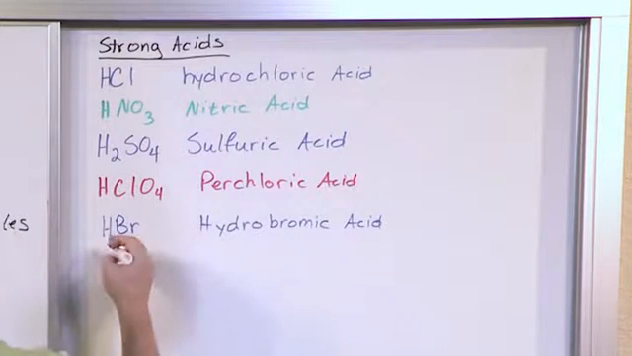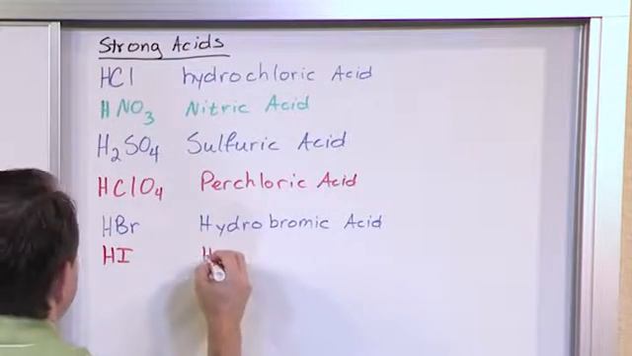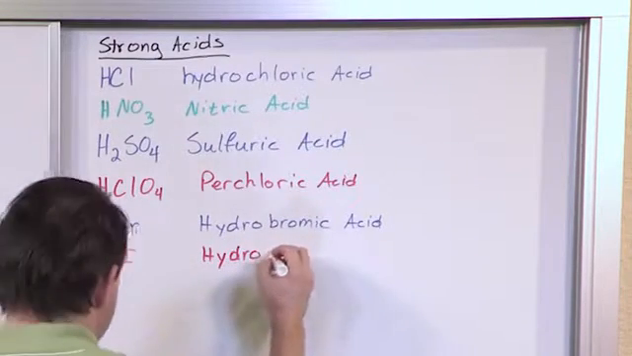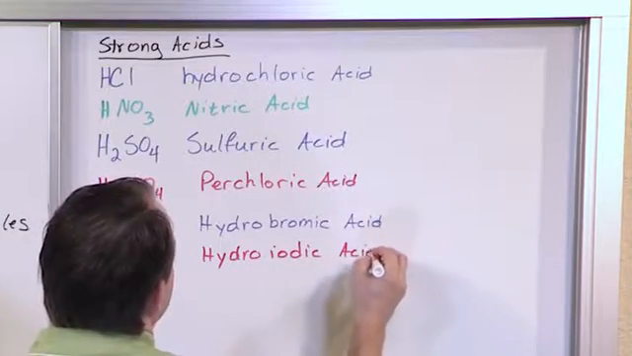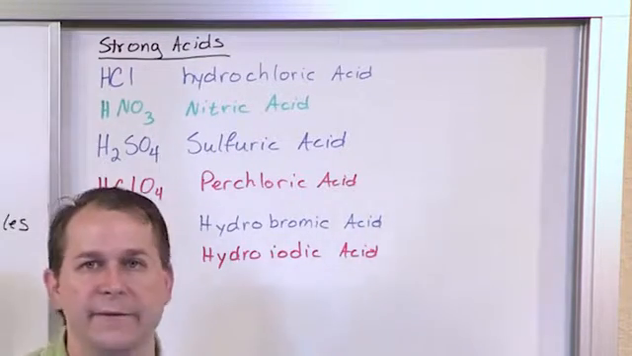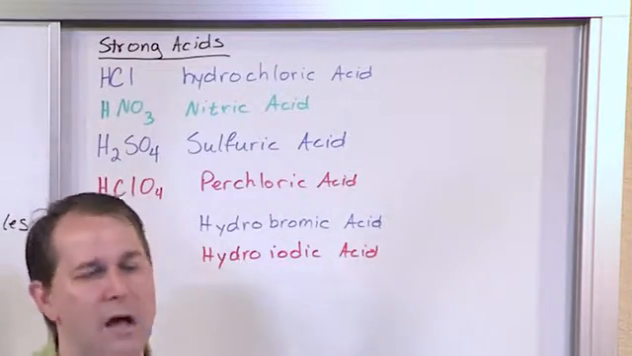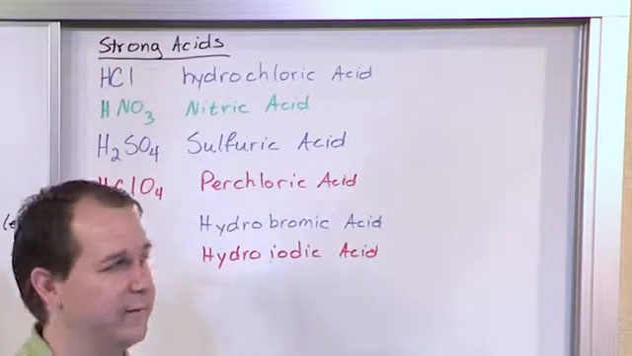And finally, this is the last one I'll name for the strong ones. HI is hydro, and you have iodine, so it's hydroiodic acid. So here we have 1, 2, 3, 4, 5, 6 strong acids. These are the most common acids. There's definitely other strong acids out there that exist, but in a chemistry class, these are the most common acids that you'll probably see, and they're definitely the most common strong acids you'll see.